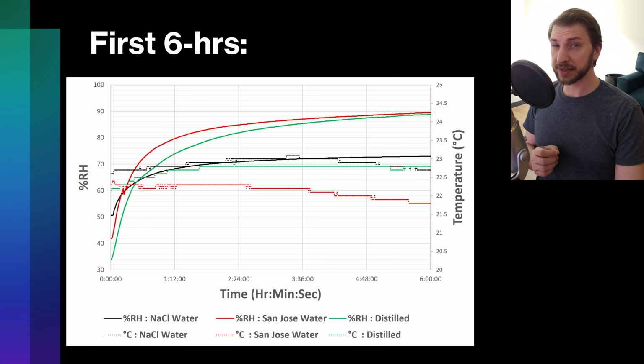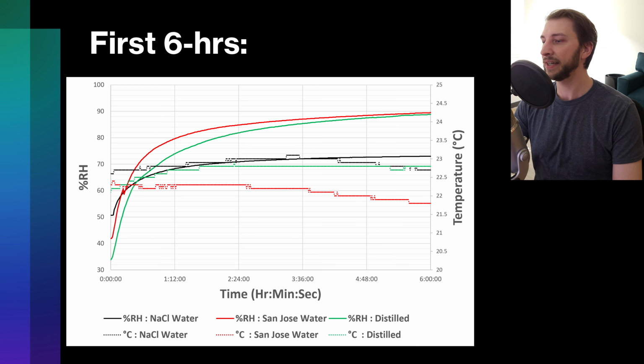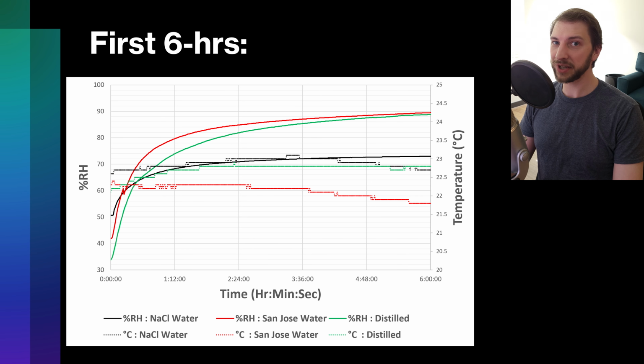Here is the first 6 hours. Left side being percent relative humidity, those are the solid lines, and the right side being temperature, those are the dotted lines. The percent relative humidity did not start at the same point for each of the solutions, so unfortunately you can't really compare the rate of change, but you can see that at about 6 hours they level out.